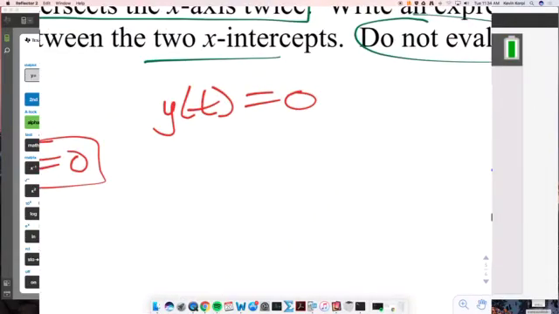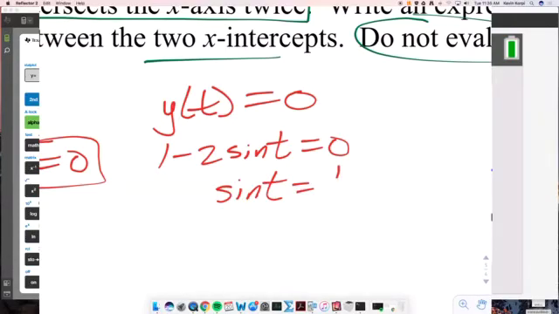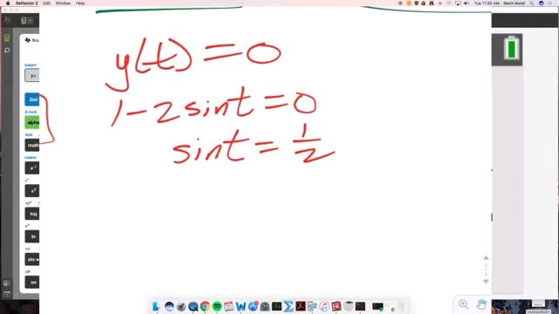So without tunnel vision, you wouldn't have to scroll up and down. 1 minus 2 sine of t. So you'd probably get a check just for setting y of t equal to 0. If it's a non-calculator problem, it's going to end up being a unit circle ratio that you're expected to know. So sine of t is equal to positive 1/2, and this is not inverse sine the function, this is solving.